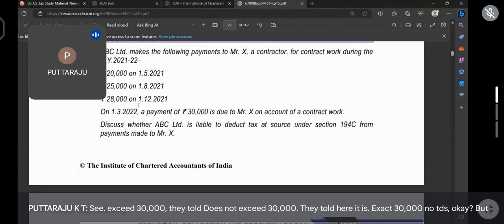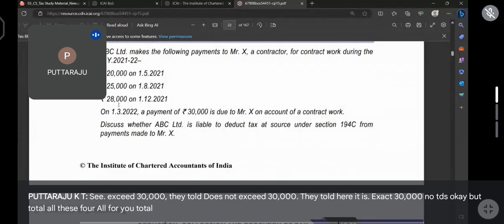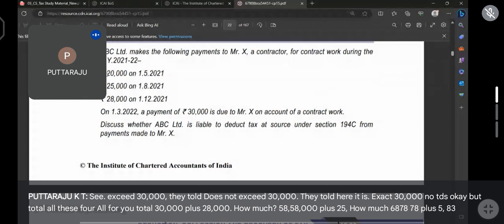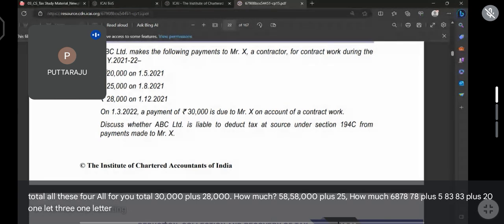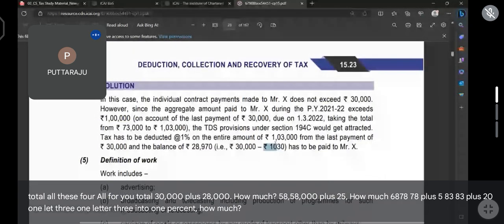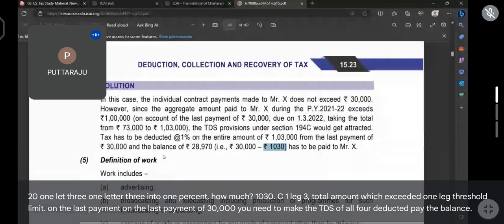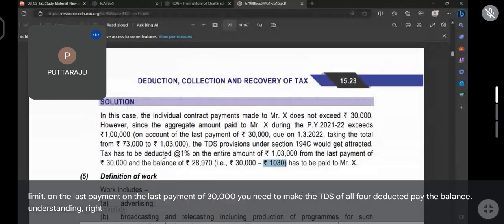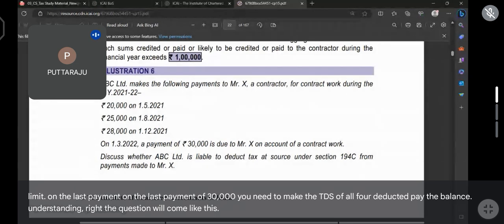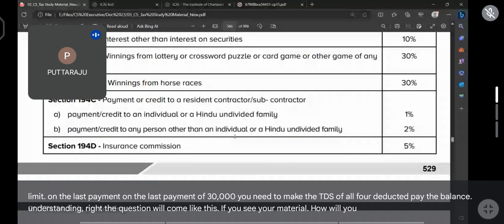But total all these four: 30,000 plus 28,000, how much? 58,000. 58,000 plus 25, how much? 83. 83 plus 20, 1 lakh 3,000. 1 lakh 3,000 into 1%, how much? 1,030. See, 1 lakh 3,000 is the total amount which exceeded the 1 lakh threshold limit. On the last payment of 30,000, you need to deduct the TDS on all four, and pay the balance. Understanding, right? The question will come like this. If you see your material, how will you understand? These are all the things we need to take care of.